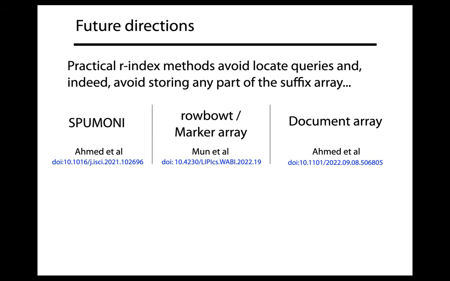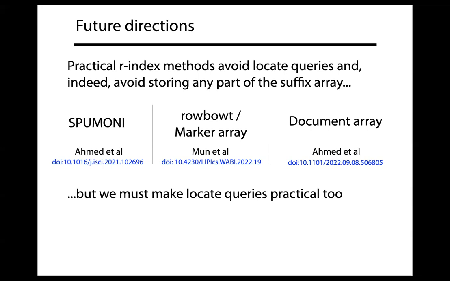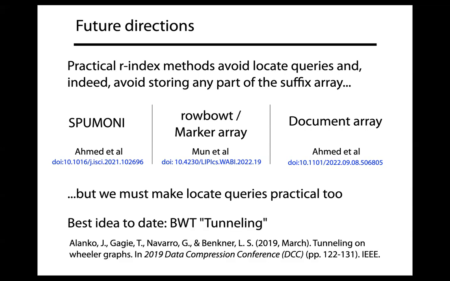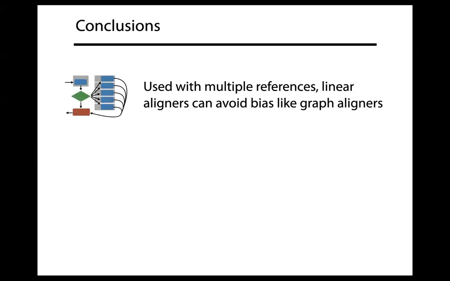However, in the future, we can't avoid it forever. We need locate queries because we need to be able to do things like read alignment. So one day we have to make locate queries practical. And to date, the best idea, I think, for doing this is so-called BWT tunneling, which I won't have time to describe, but if you're interested, go check out BWT tunneling. You'll have to think about graphs if you look at BWT tunneling, but it actually combines very nicely with the R-index, and I think probably represents the future of less painful locate queries.